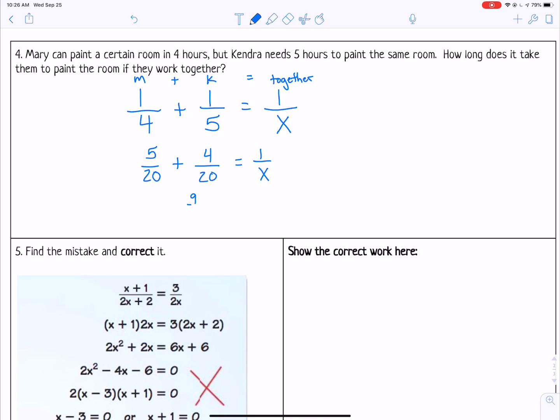And that would give me 9 over 20, because now I could add them together. Don't add the 20s and get a 40. Just keep the denominator like it is. Then let's cross multiply, and we get 9x equals 20 times 1, which is just 20. And we could divide by 9. So x equals 20 over 9.